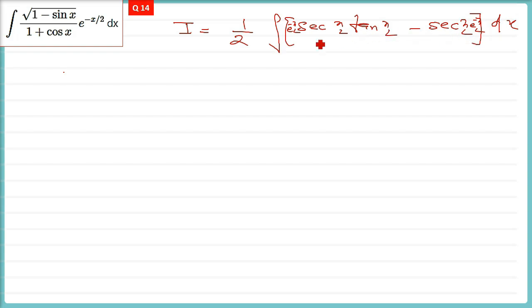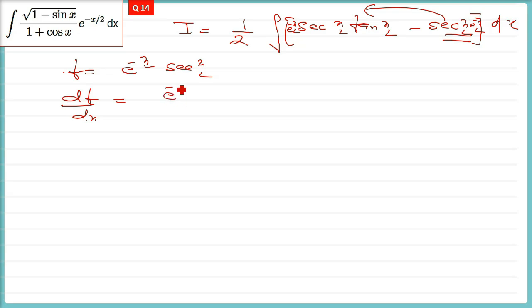And when you take this e raised minus x by 2 sec x by 2, and when you differentiate this, if e raised minus x by 2 sec x by 2 tan x by 2 comes, then you are on a good page. So let's differentiate this. I am assuming t as e raised minus x by 2 sec x by 2.